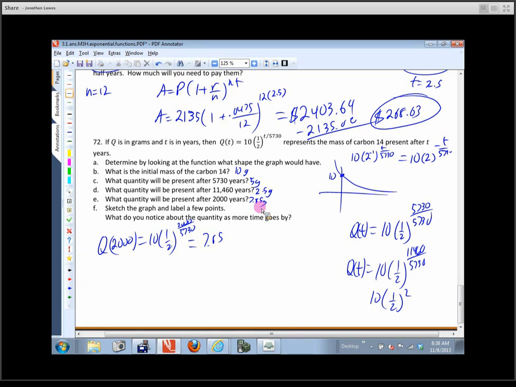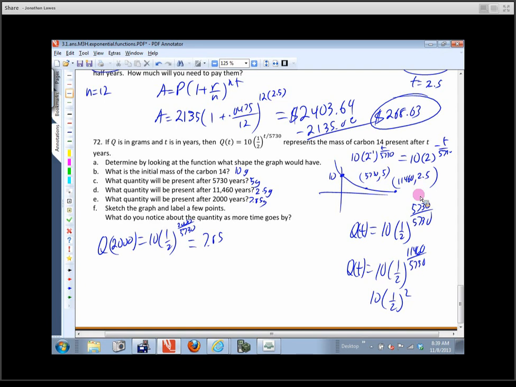Okay? And then it says sketch the graph and label a few points. Well, let's see. Don't I have a few points? Is the answer to this one a point? Yeah, come out here to this point right here, and let's say I let 5,730 years go by, and there's 5 left. If I let 11,460 years go by, there's 2.5 left.